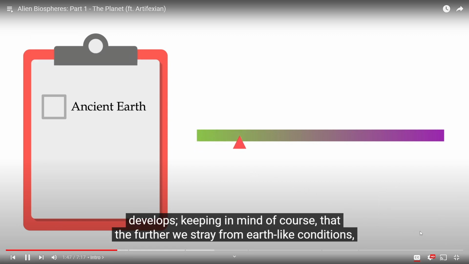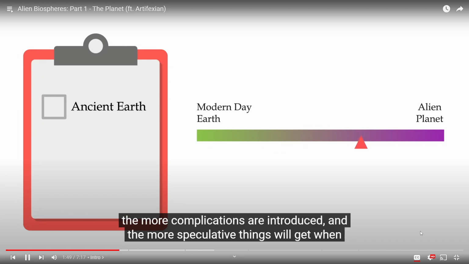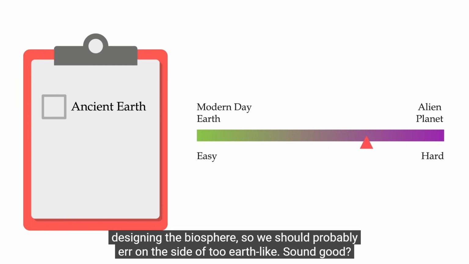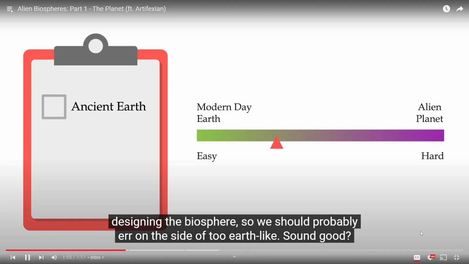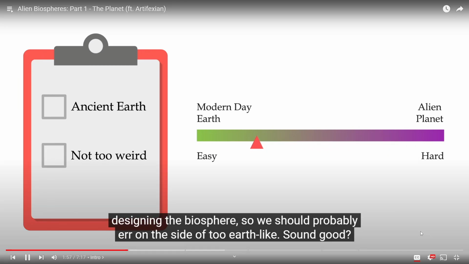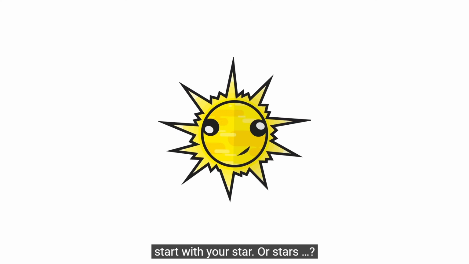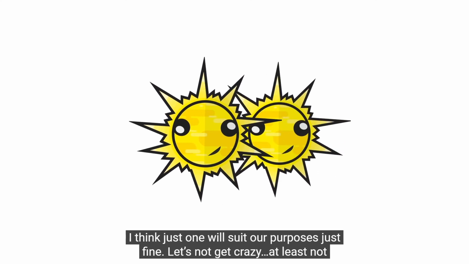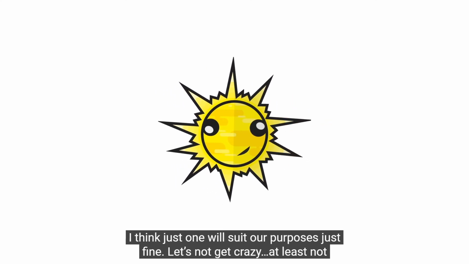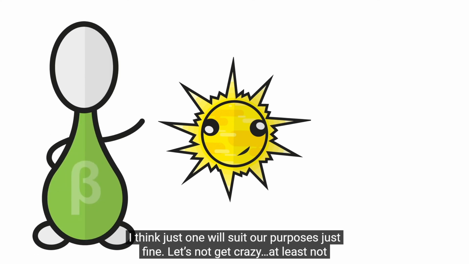That the further we stray from Earth-like conditions, the more complications are introduced, and the more speculative things we'll get when designing the biosphere. So we should probably err on the side of too Earth-like. Sound good? Perfect, that's very doable. I already have a bunch of neat ideas, but first, let's start with your star. Or stars? I think one star will suit our purposes just fine. Let's not get crazy.